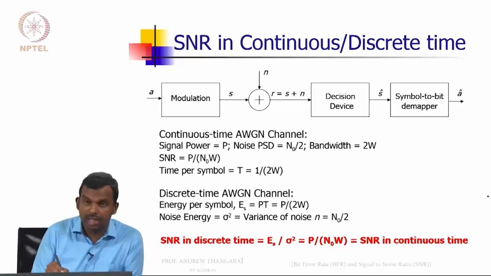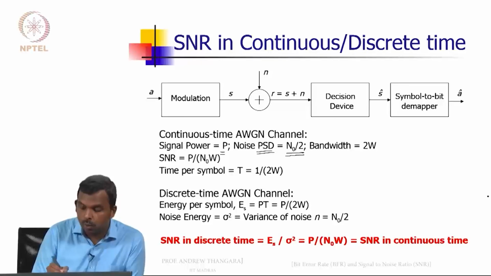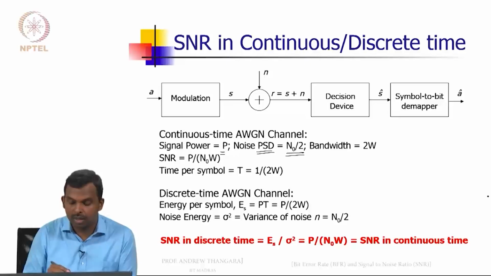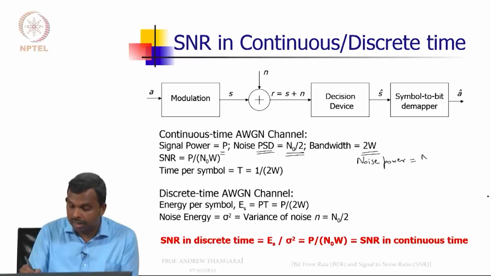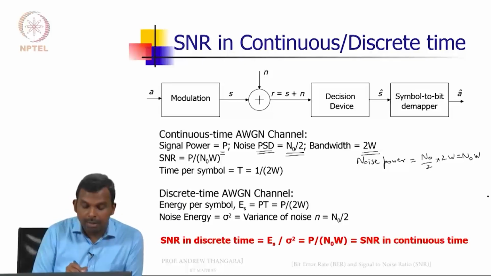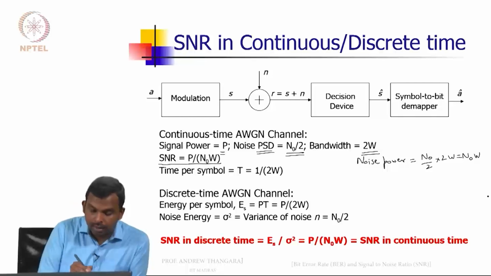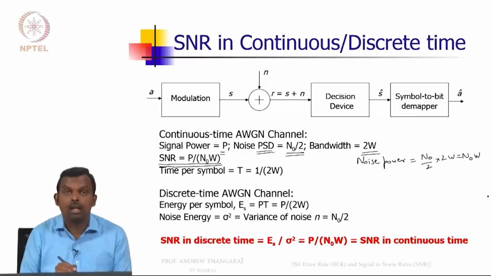Let us look at the continuous time channel in which the signal power is P and the noise power spectral density is N naught by 2. In the spectral domain, you think of N naught by 2 as the noise power spectral density, and let us say you are using a bandwidth of 2W hertz. The noise power is the power spectral density times the bandwidth, so you get N naught times W. So in the continuous time domain, the SNR becomes P by N naught W. This is the main calculation here, a very simple calculation for the signal to noise ratio in the continuous time domain.